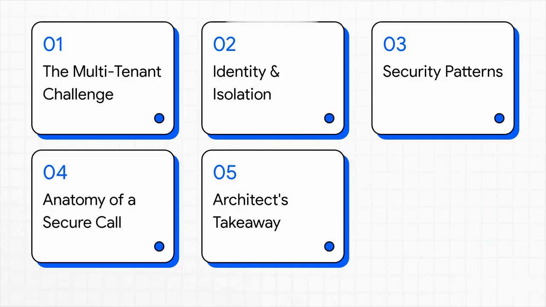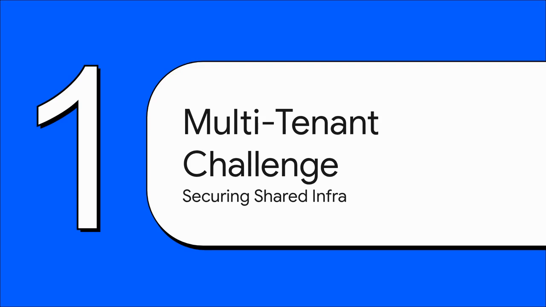Here's our game plan. We're going to start by really nailing down the core challenge of multi-tenancy. Then we'll get into the foundational ideas of identity and isolation. After that, we'll look at 3 crucial security patterns, trace an API call from end to end to see it all in action, and then wrap it all up with the key takeaways you can bring to your very next design meeting. So first up, let's talk about the multi-tenant challenge.